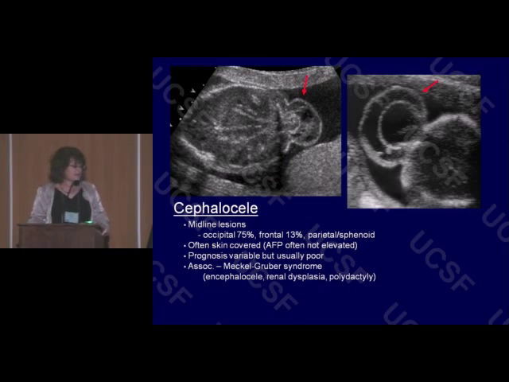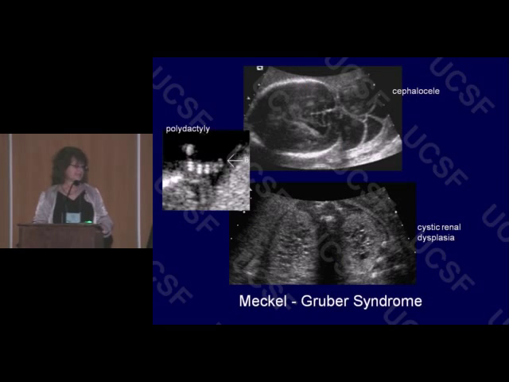Looking for other abnormalities at the level of the calvarium, here are 2 examples of cephaloceles, typically midline lesions, most often occipital. If they are skin covered, then the AFP might not be elevated. The prognosis for cephalocele is usually poor. It often has to do with how disordered the brain is, how much brain has herniated. There is a particular syndrome associated with a cephalocele, and I'll show you those associations.